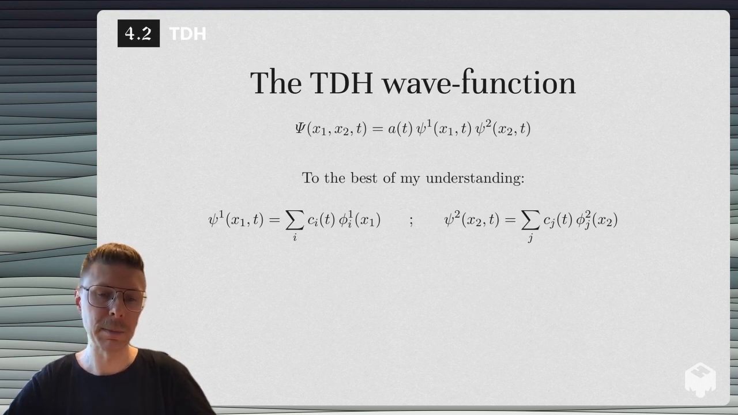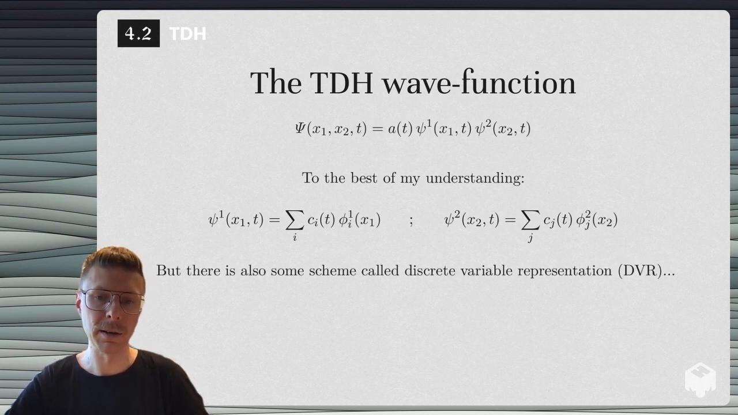But there are mentions in the material that I've read about schemes called discrete variable representations, also known as pseudo-spectral methods, that I haven't fully been able to wrap my head around completely. So I'm just saying that there probably is some freedom here in what strategy you are using to represent psi1 and psi2 that goes into the wave function. But it's clear that they are built on a basis anyway for each degree of freedom.